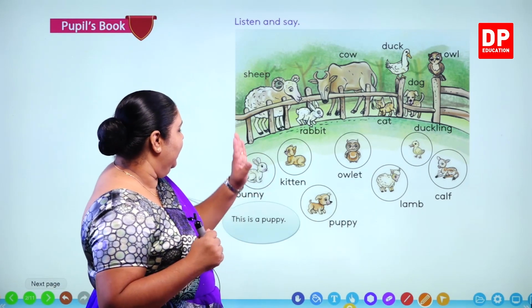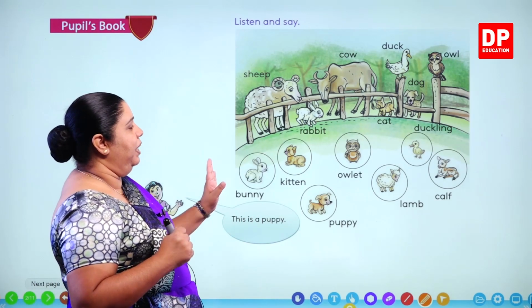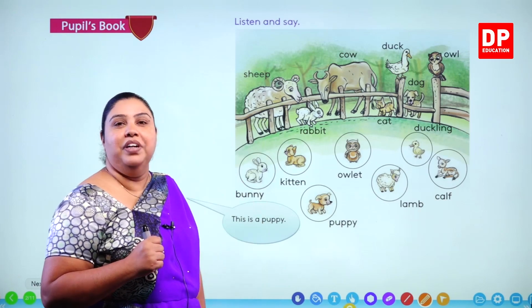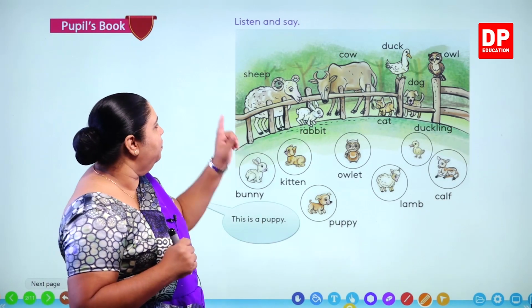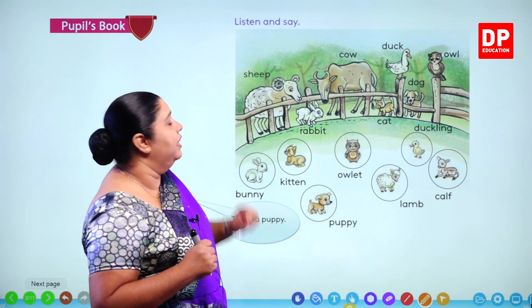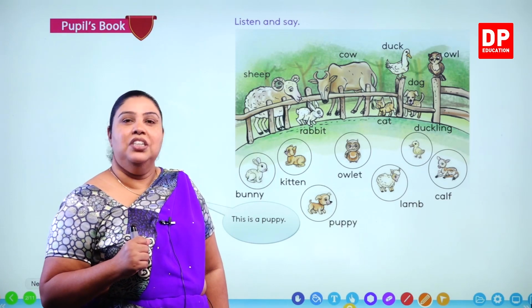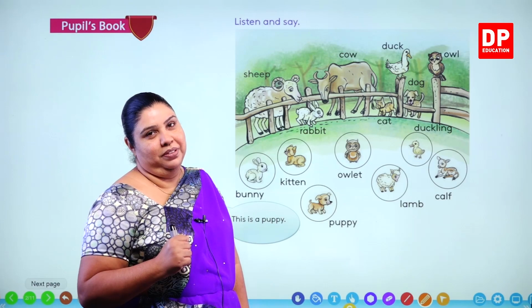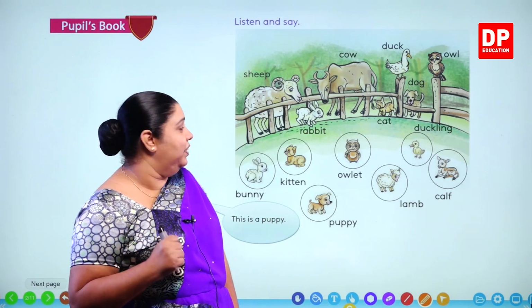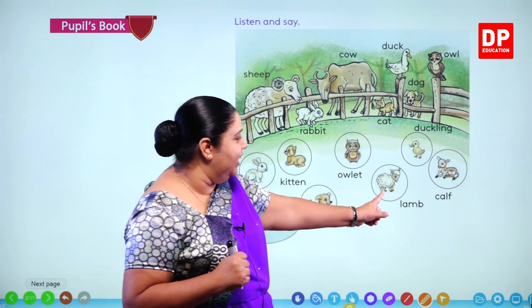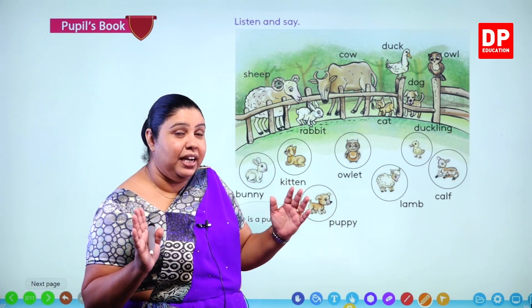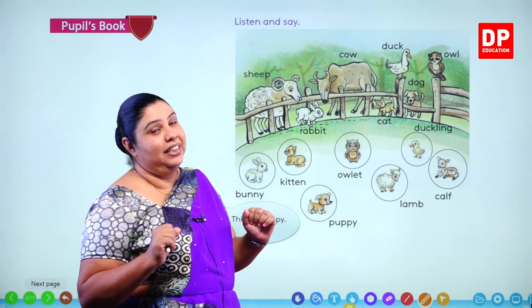Okay? Right. Now, these are the baby animals of these big animals over here. Right? Now, first we have the animal sheep. Now, who is the baby of the sheep? You can see here. Lamb.